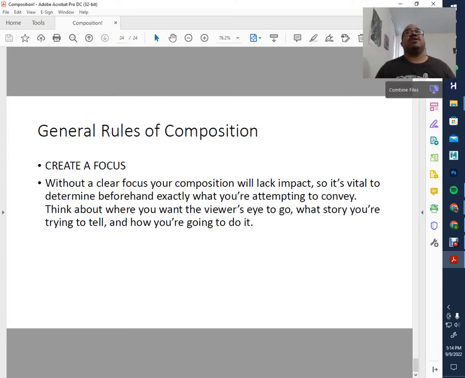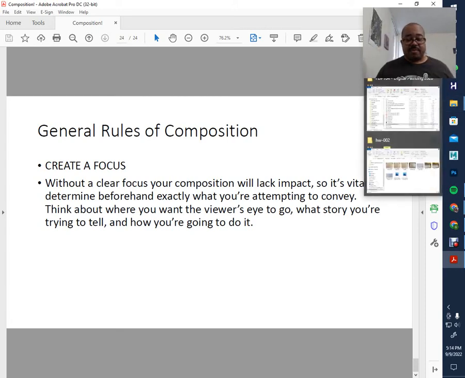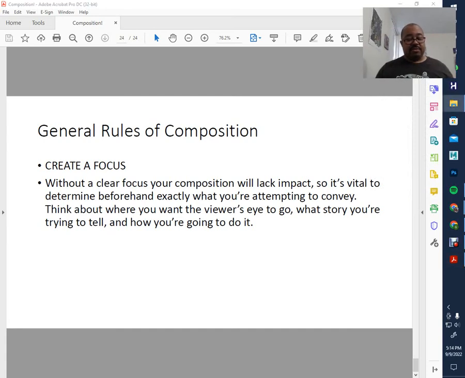So you're always trying to make decisions about what it is that I want people to see. How do I want them to read this image? How do I want them to navigate and to manage their expectations?